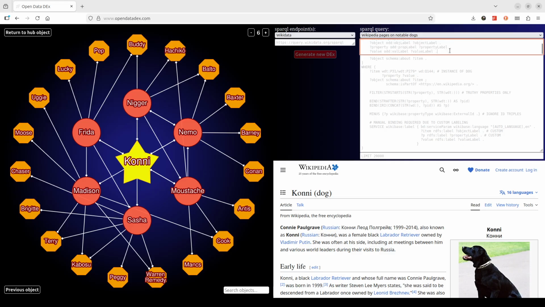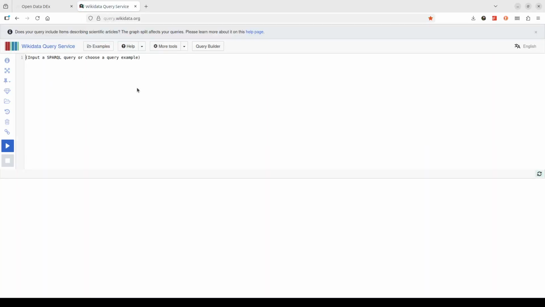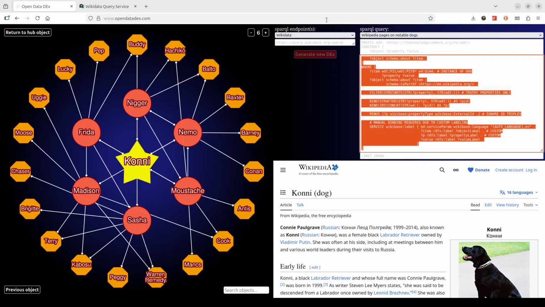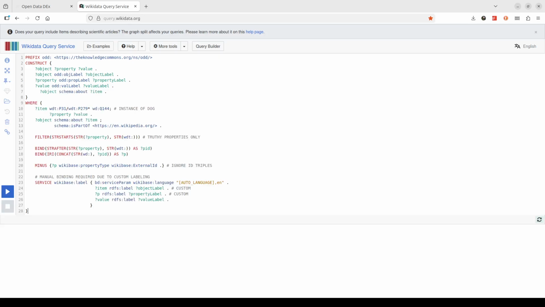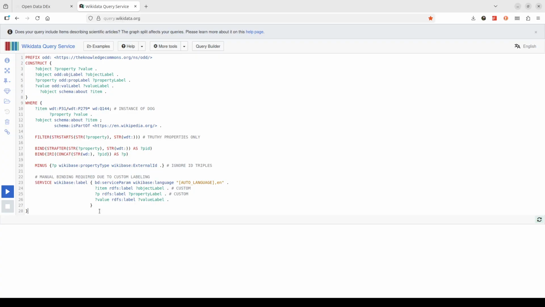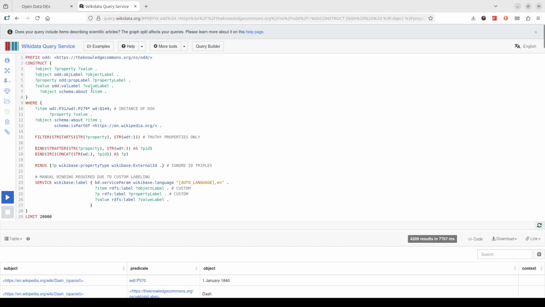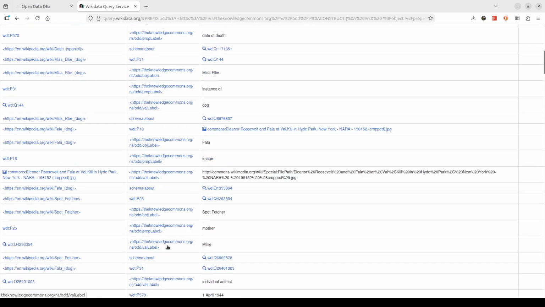So a good way I like to test and visualize the query is to go to query.wikidata.org. This is a nice front end for their SPARQL endpoint. If we were to just straight copy this query and then run it, we will get the same data that the app uses. And yeah, that was pretty fast.